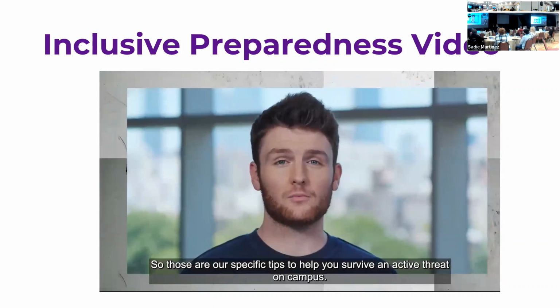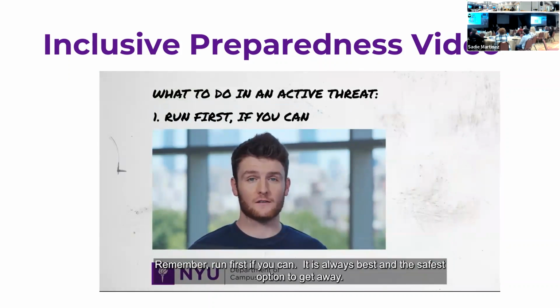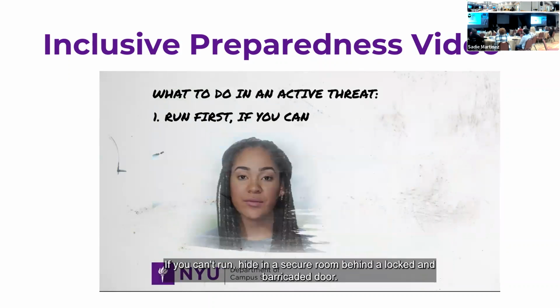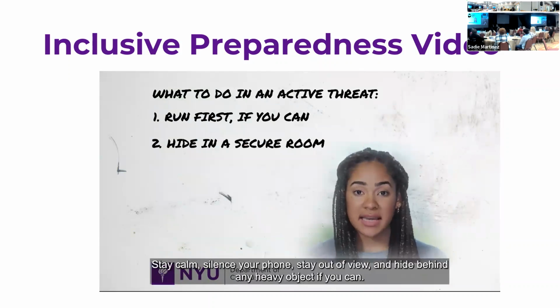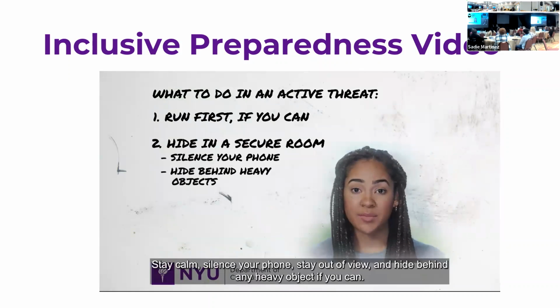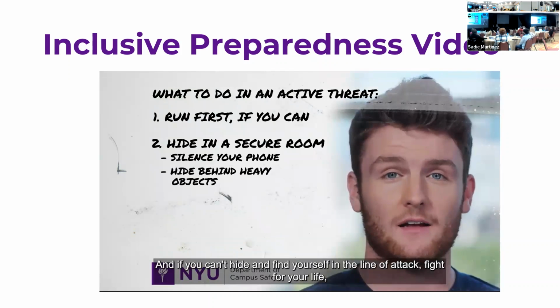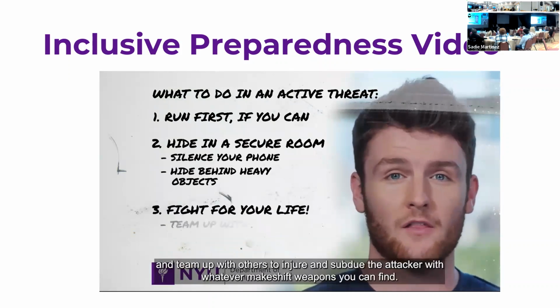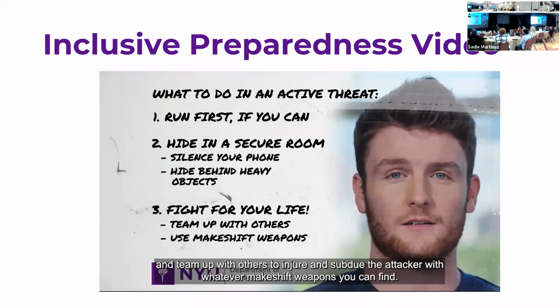So those are our specific tips to help you survive an active threat on campus. Remember, run first if you can. It is always best and the safest option to get away. If you can't run, hide in a secure room behind a locked and barricaded door. Stay calm, silence your phone, stay out of view, and hide behind any heavy object if you can. And if you can't hide and find yourself in the line of attack, fight for your life and team up with others to injure and subdue the attacker with whatever makeshift weapons you can find.